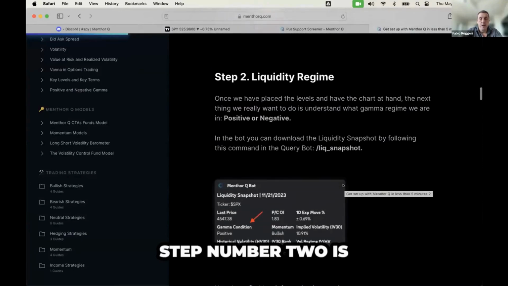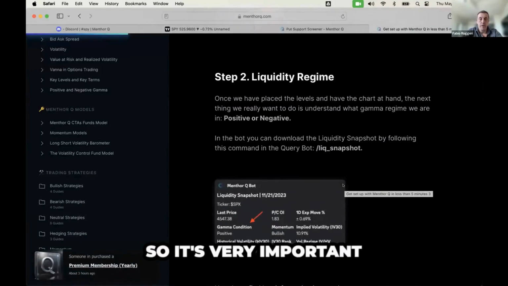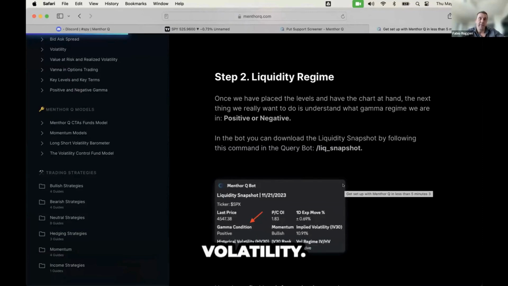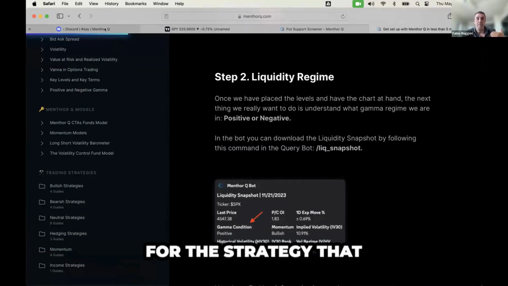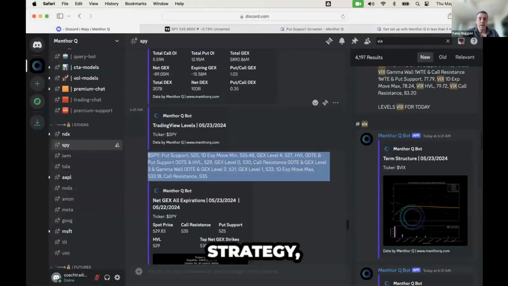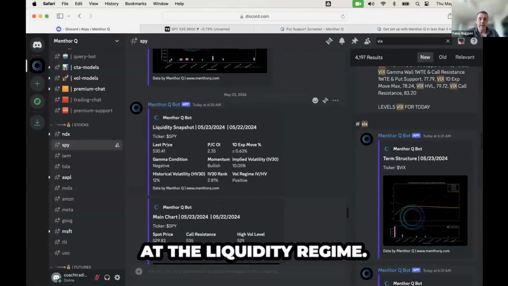Step number two is looking at the liquidity regime. It's very important to understand the difference between positive and negative gamma and how that could change the volatility of your asset. You always want to trade on the right side of volatility, so you always want to know: is it going to be a volatile day or a non-volatile day? For the strategy that Patrick is doing, he wants volatility. He is benefiting from volatility. But if you are selling options, then you probably want volatility to be low because you want to benefit from the passage of time, right? So based on the strategy, the next step is to look at the liquidity regime.